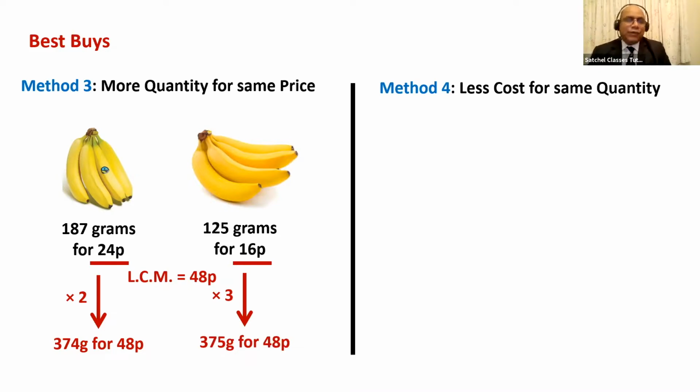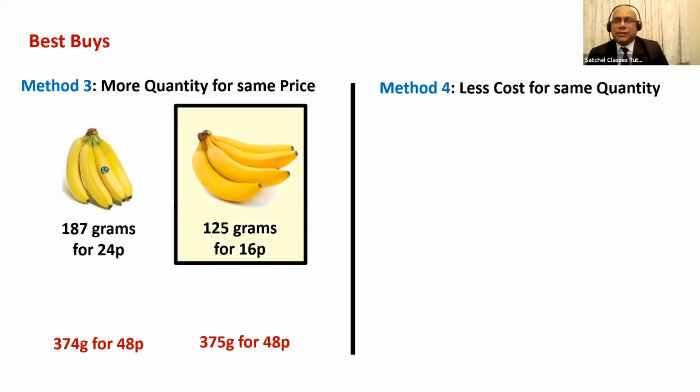So as you can see, even though it's just by 1 gram, still the second category of bananas is a better deal because I'm getting 1 gram extra for the same value, 48p, right? So it's the second one which is a better deal. So we didn't compare it on the basis of 1p. We compared it on the basis of 48p. So you can have a common price point where you can compare.